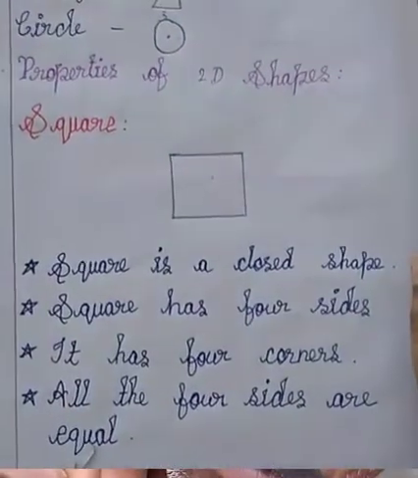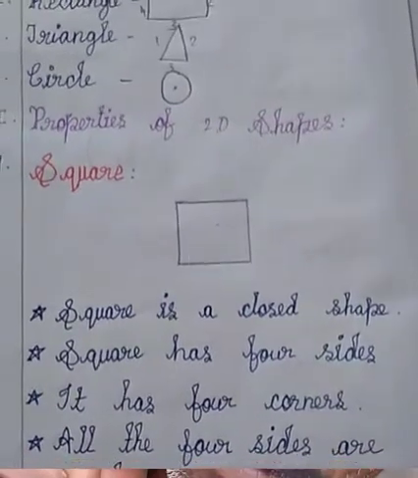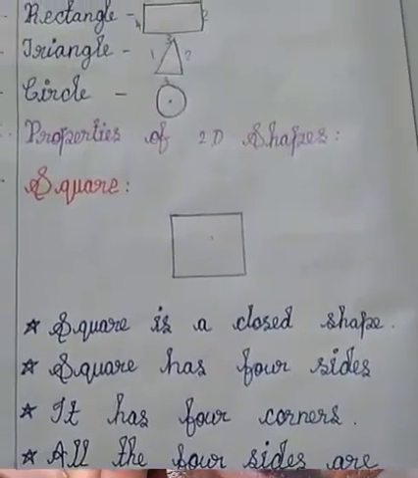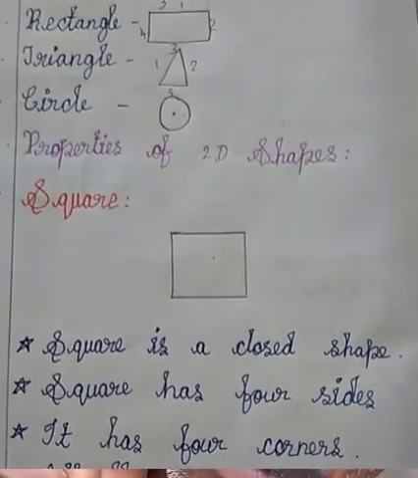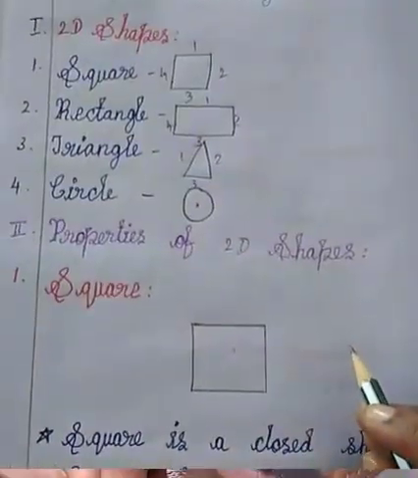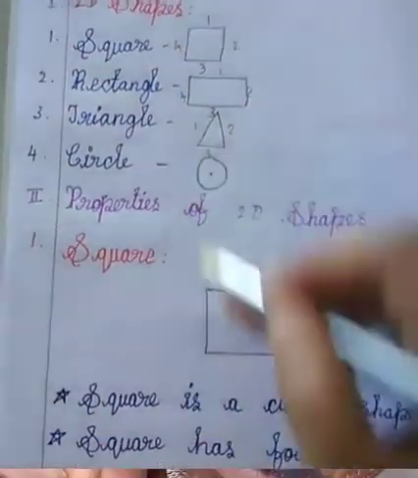Next we are going to see the properties of 2D shapes. Property means the structural points about the shape, the outline of the shape. We are going to learn the properties of all four shapes. First we are going to learn square and rectangle.